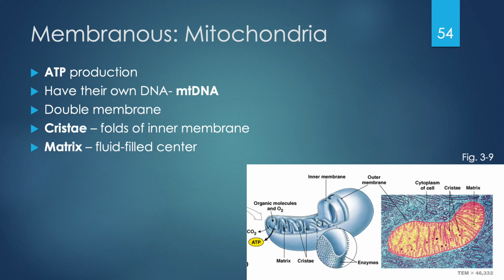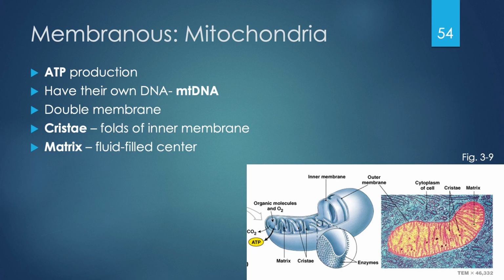Also, mitochondria have their own DNA, and this is abbreviated as mtDNA for mitochondrial DNA. Just make a note not to confuse this with messenger RNA, which is very different. So let's look at the structure of the mitochondria. So first, it has a double membrane, which is unusual. Most, if not all, other membranous organelles only have a single membrane.